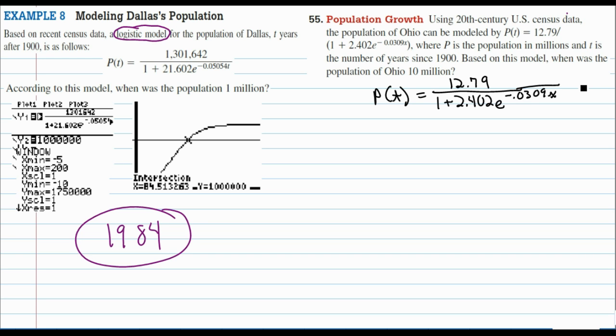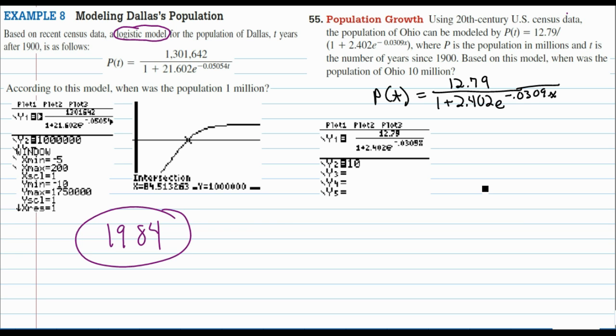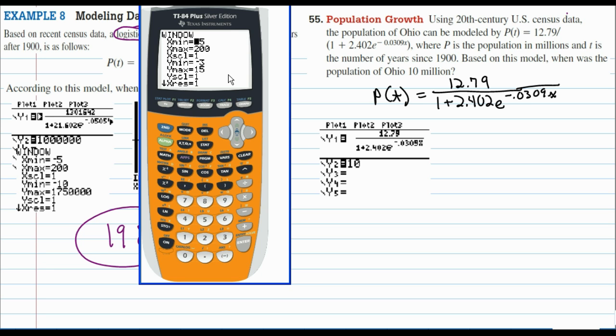Based on this model, when was the population of Ohio 10 million? So in Y2, I'm not going to put 10 million, I'm going to put 10, because that is the number of millions of people I'm looking for. I put the logistic growth function that we're dealing with in Y1. In Y2, I put 10. And then for my window, my X max, I looked at about 200 years again. Since we're going from the year 1900, 200 years would bring us up to 2100, and I'm thinking that Ohio is probably around 10 million people by now, so 200 years should cover it.